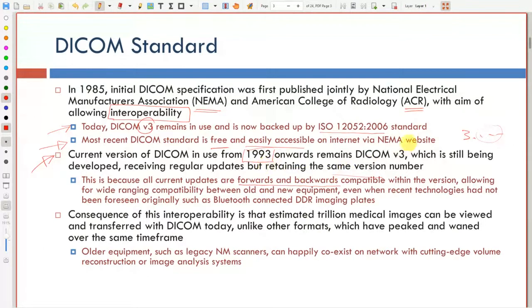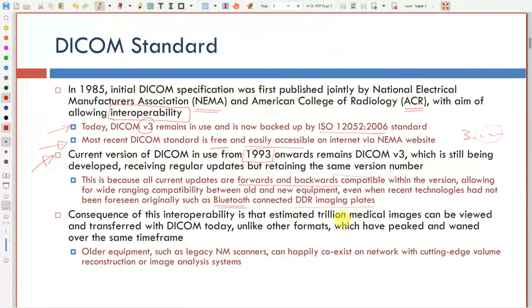So as long as you have version 3, you should be able to read whatever images were created with version 3, regardless of the format, okay? So it has wide-ranging compatibility between the old and the new equipment, even when recent technologies had not been foreseen originally, such as Bluetooth connected DR imaging plates.